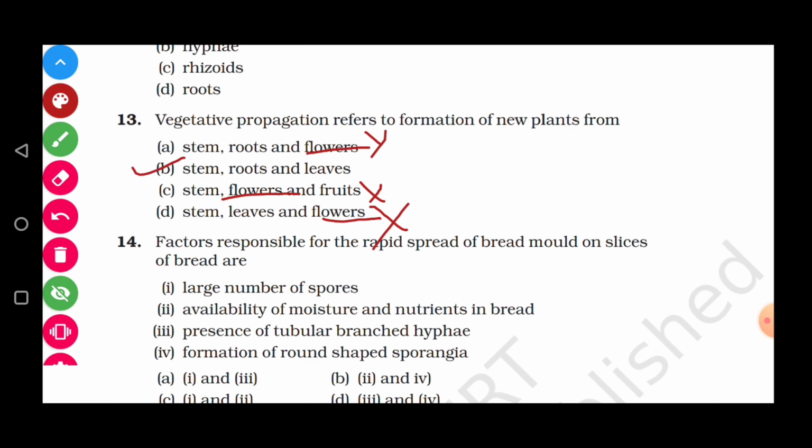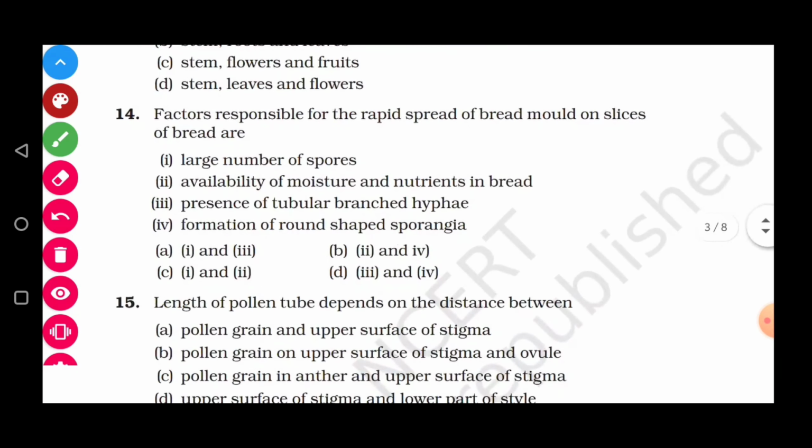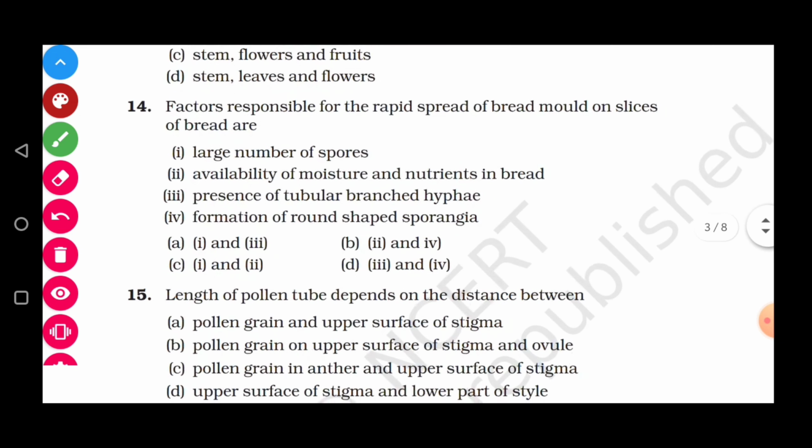Now question number 14. The factors responsible for the rapid spread of bread mold on slices of bread are: the large number of spores, availability of moisture and nutrients in the bread, presence of tubular branched hyphae, and formation of round-shaped sporangia. So these two are not related to this. Large number of spores and availability of moisture and nutrients in bread is the correct answer. So the first and second are correct, and it is given in option C. So the correct answer is option C. Now move on to the next question.